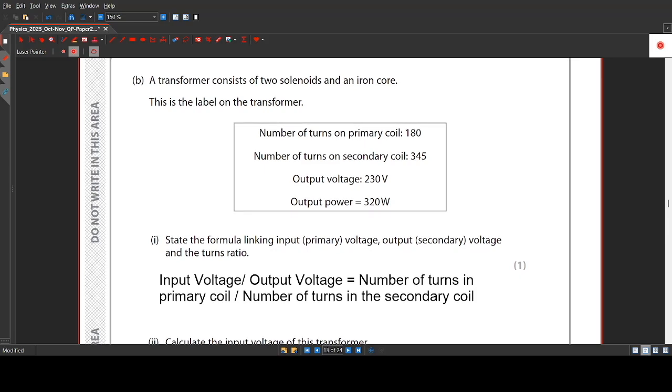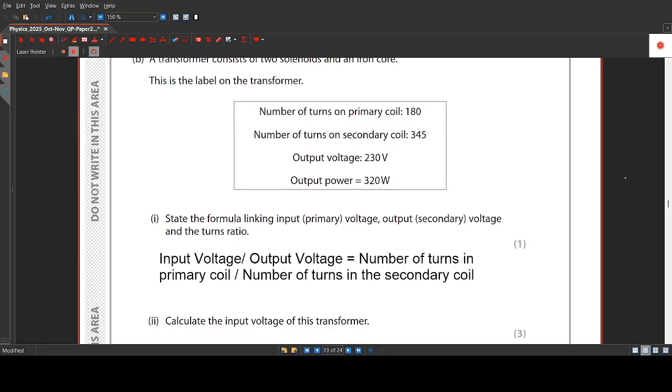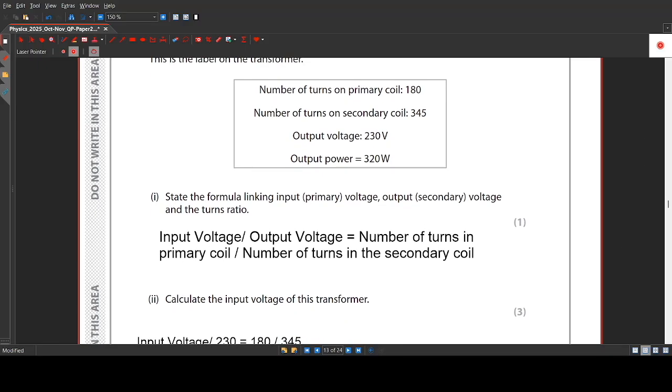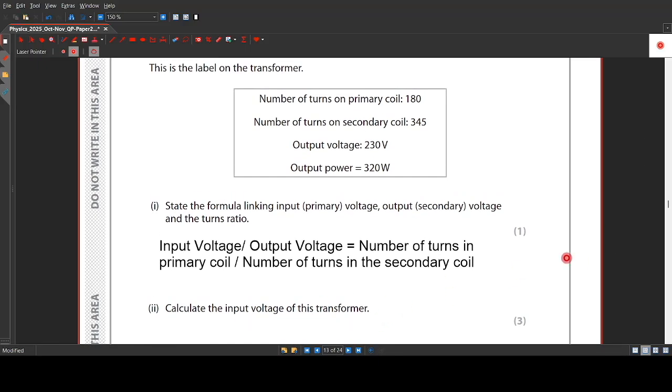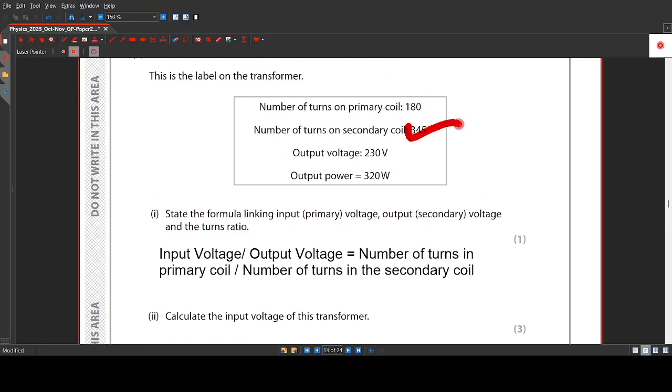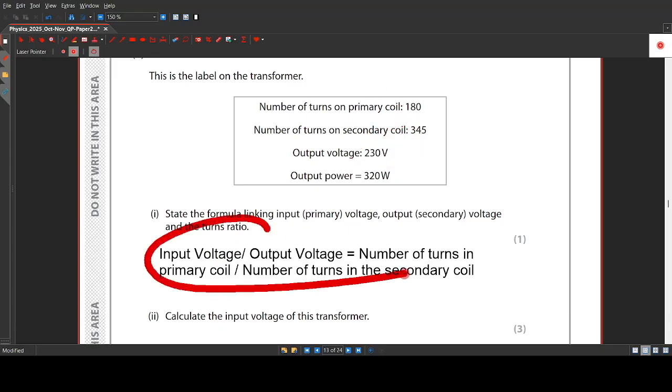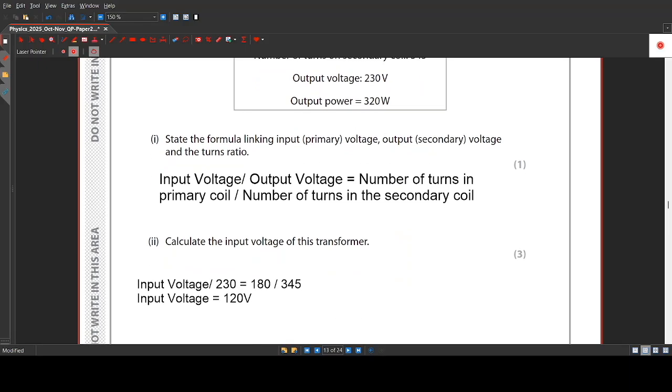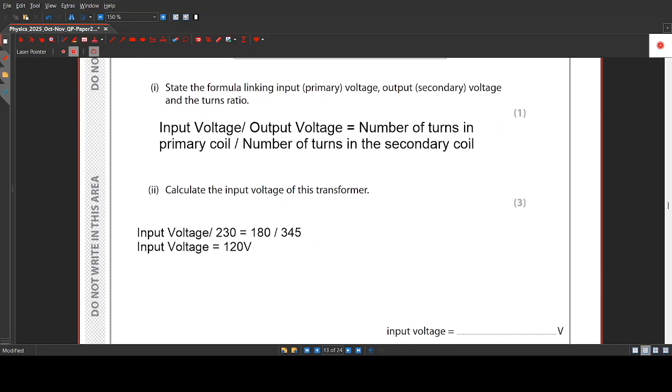So you will have to remember this equation. Calculate the input voltage of this transformer. We have been provided with the number of turns in the primary coil, the number of turns in the secondary coil, and the output voltage. So you just substitute these values into this particular relationship and make input voltage the subject. If you do so, you basically get a value of 120 volts.